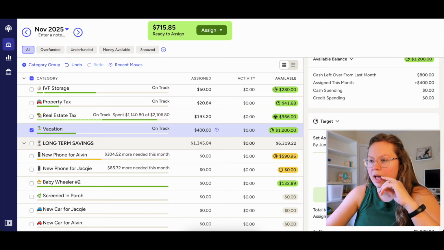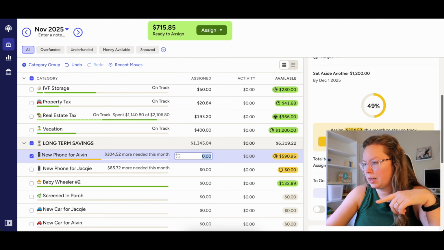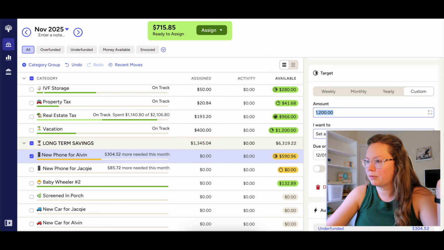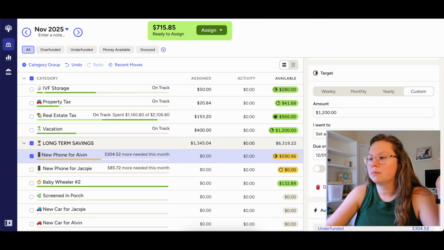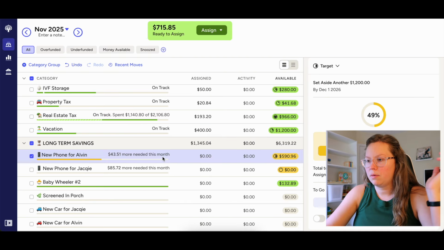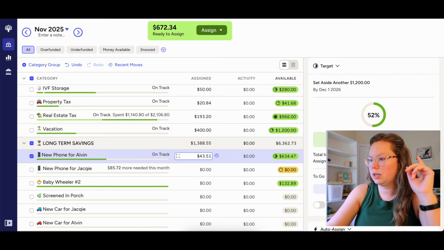So big goals that we have is Alvin wanting to get a new phone, but I will say that this target I had for this year, and he definitely still does not need a new phone. So I'm going to push this out for next year, and I think maybe by next year he would want to get something cool. So that changes that to $43.51. We're going to do that. We're just adding on here.